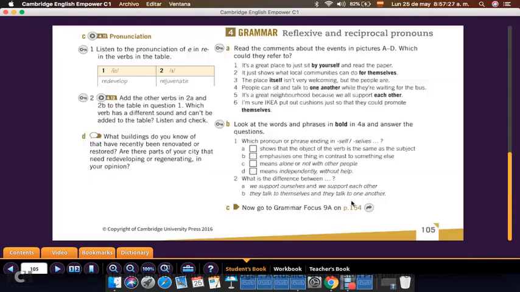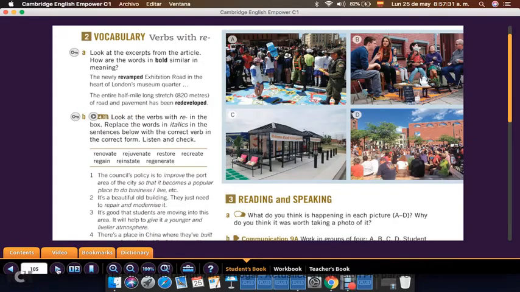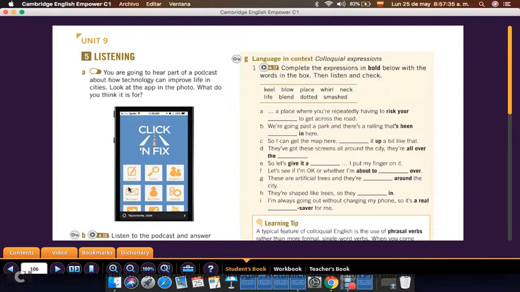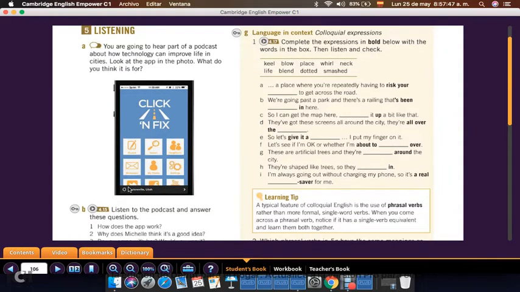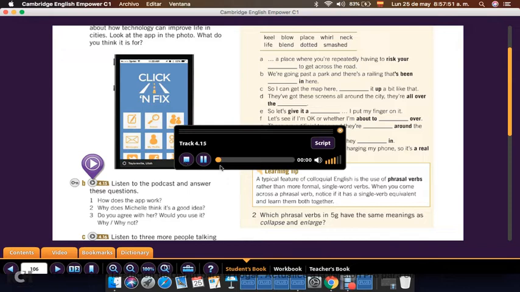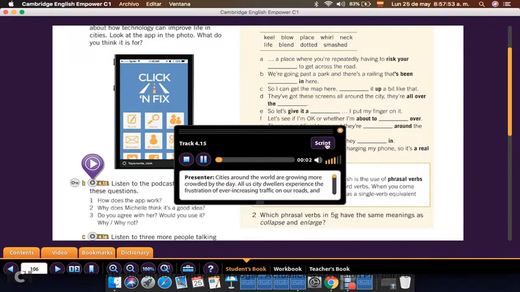Okay, so remember, check your answers and go back to page 106. Okay? And then we're going to go right here on listening. You are going to hear part of a podcast about how technology can improve life in cities. Look at the app and the photo. What do you think it is for? Okay, this is the app right here. Now let's listen. Track 4.15.